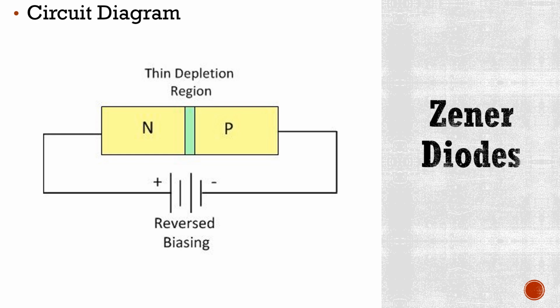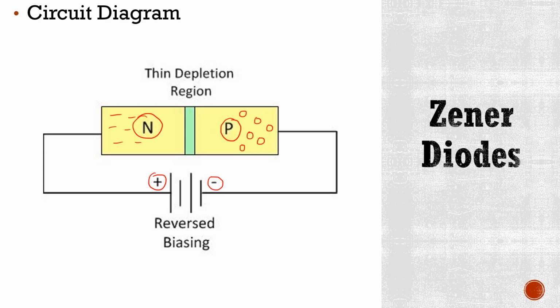Now we will understand the circuit diagram of Zener diodes. This is the circuit diagram of Zener diodes. As I have mentioned in my previous slide that the Zener diode is employed in reverse biasing, and we know that in reverse biasing the n-type material of the diode is connected to the positive terminal of the battery and the p-type material of the diode is connected to the negative terminal of the battery. We know that in n-type material, electrons are the majority charge carriers and in p-type material, holes are the majority charge carriers. We also know that opposite charges attract each other.